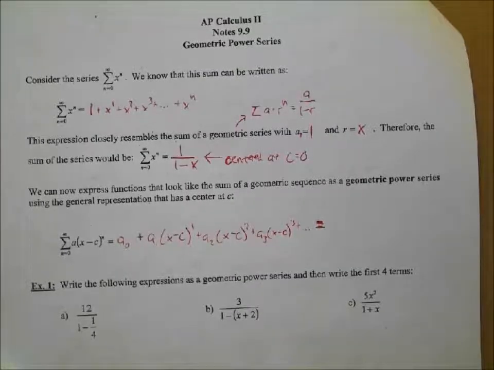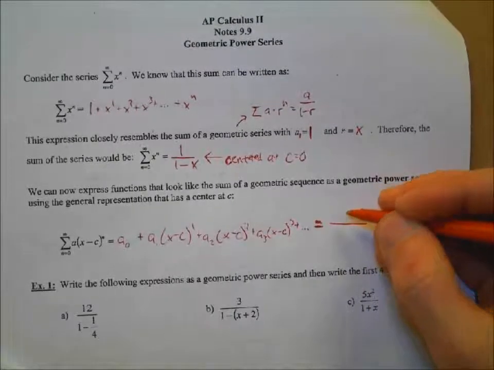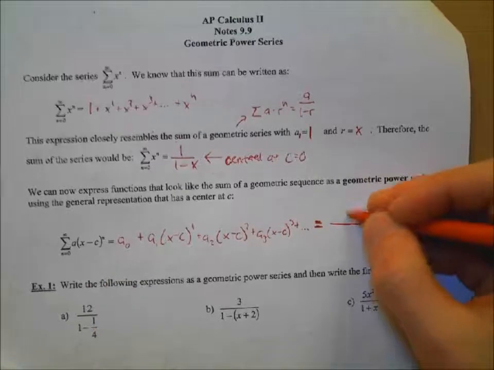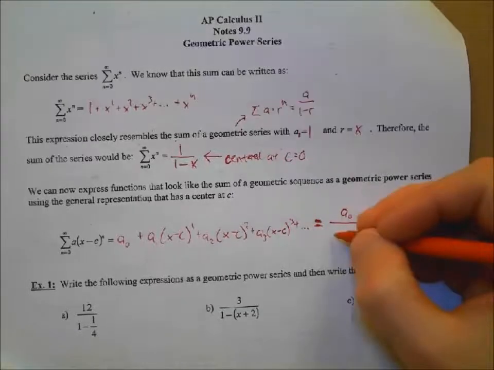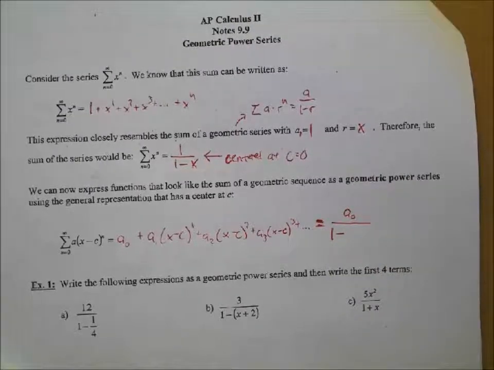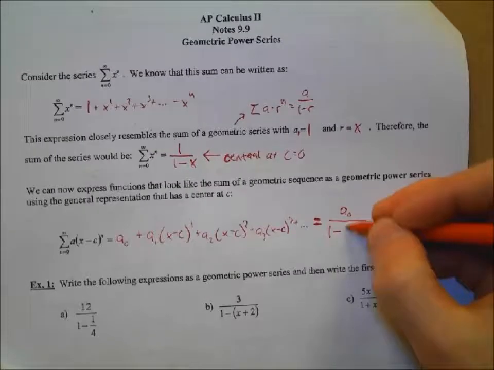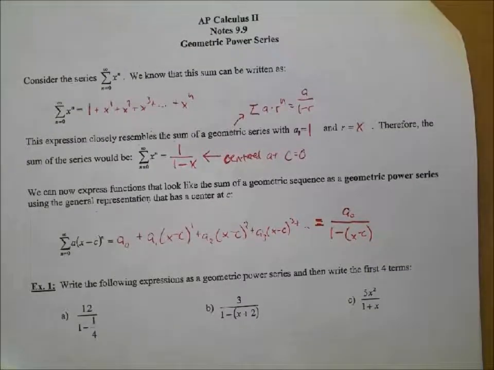And so again, using what we know about geometric power series, what goes in the numerator? A sub 0 in this case, for our very first term. Yep. And then in the denominator, it'll be 1 minus what? What are we repeatedly multiplying by every time? x minus c. Yeah, so 1 minus the quantity x minus c.